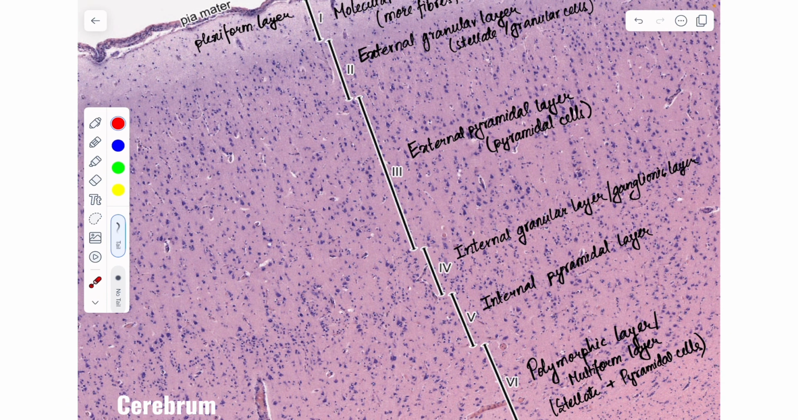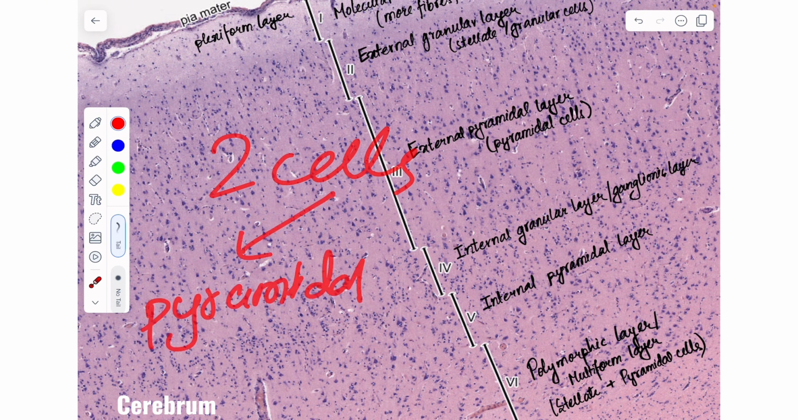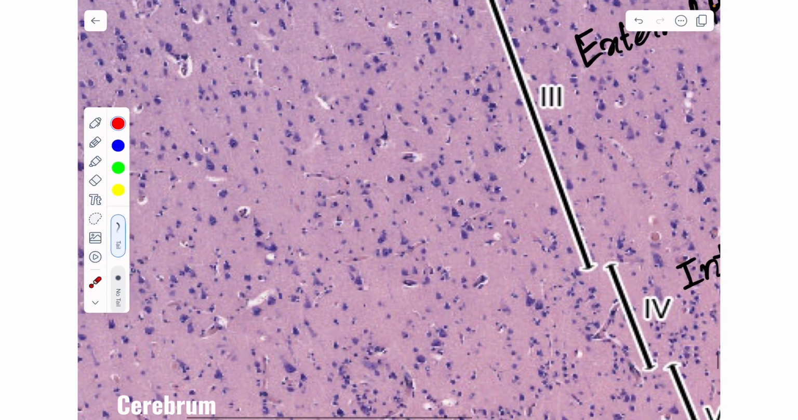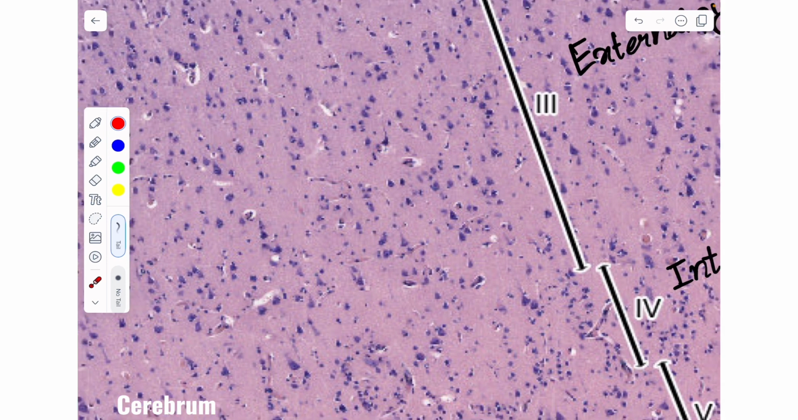Before I tell you the rest of the layers, I need you to understand two different types of cells. One is your pyramidal cell and the other is your stellate or granular cell. Okay, look carefully. Within this histological slide, you can see a few triangular shaped, large cells. These are your pyramidal cells. The remaining dots that you see are your stellate cells. Since they are visible as granules under your microscope, they are also called granular cells.